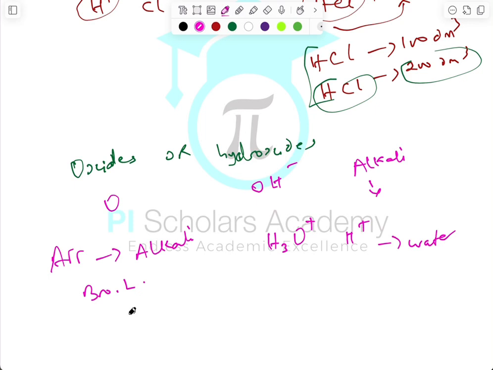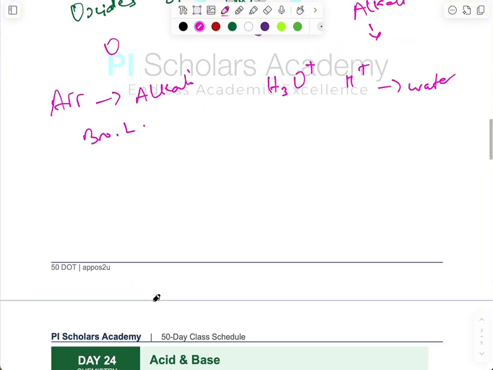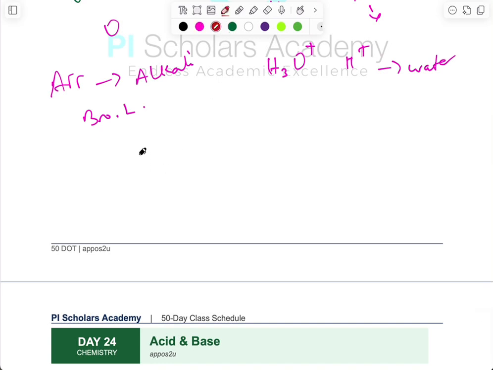Earlier, we said acids are proton donors. So what will bases be? They will be proton receivers, based on Bronsted-Lowry. So proton receivers will be bases based on the Bronsted-Lowry definition. And that is why when they accept a proton, they produce water in the process. But that definition is also not complete. That is why we have the concept of Lewis bases as well.